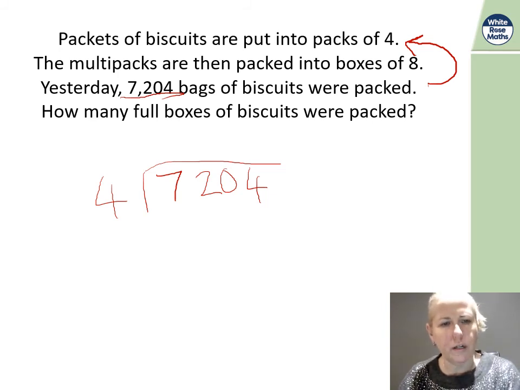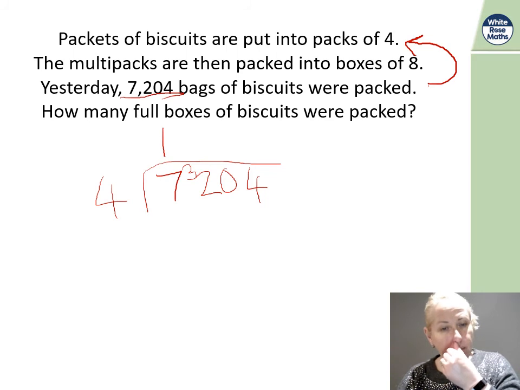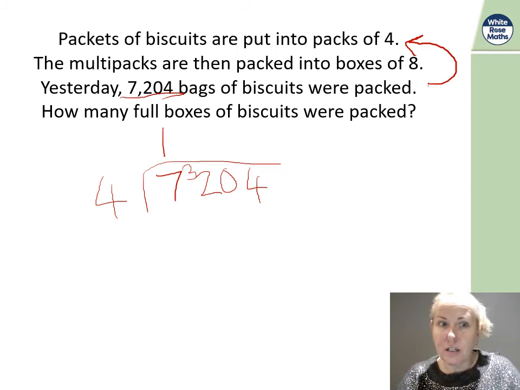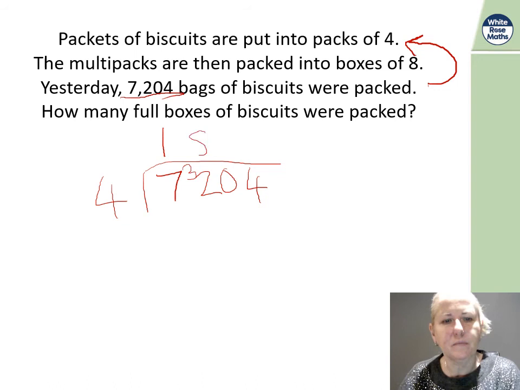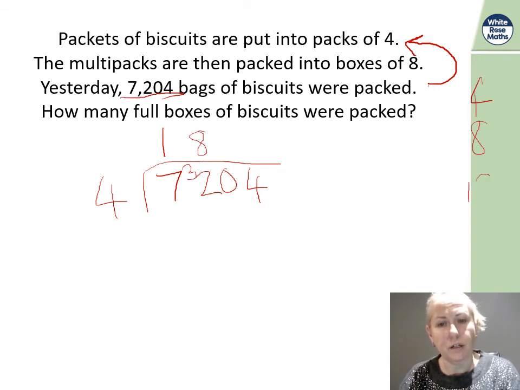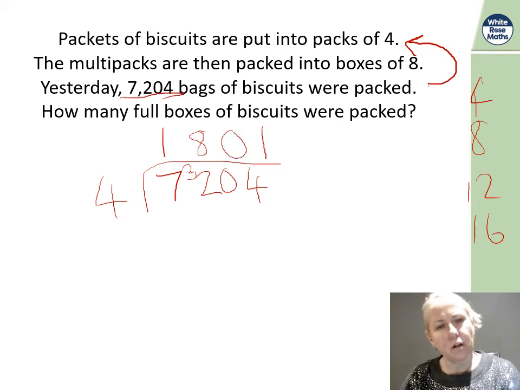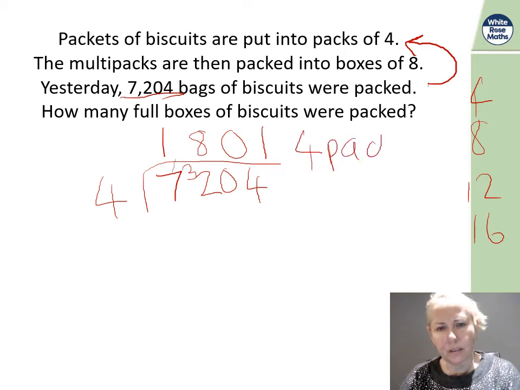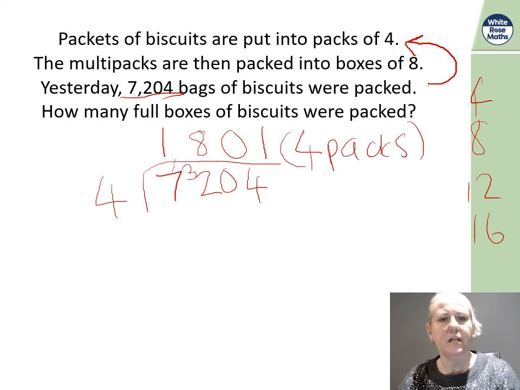So we've got 4 into 7. How many groups? We can make 1, and it'll be a remainder of 3. How many 4s in 32? We just seen it in the previous question, didn't we? It's 8. I mean, again, you could always do your little 4, 8, 12, 16, if that helps you. Okay, that is fine to do that. How many groups of 4 in 0? 0. And how many groups of 4 in 4? 1. Okay, so I've got 1,801 4-packs.